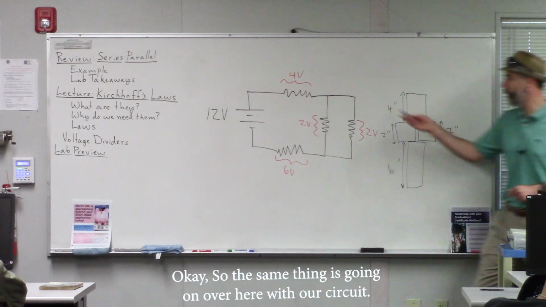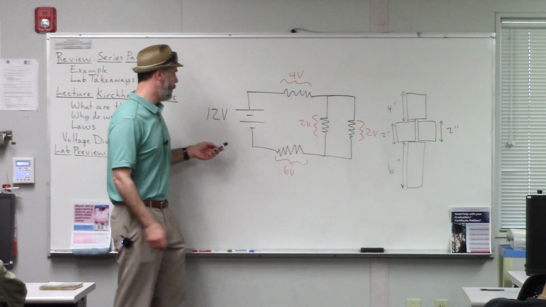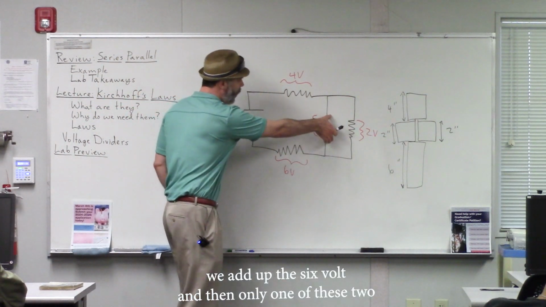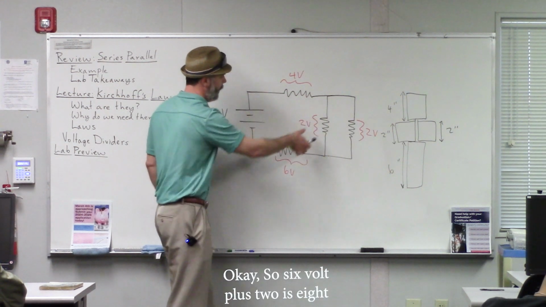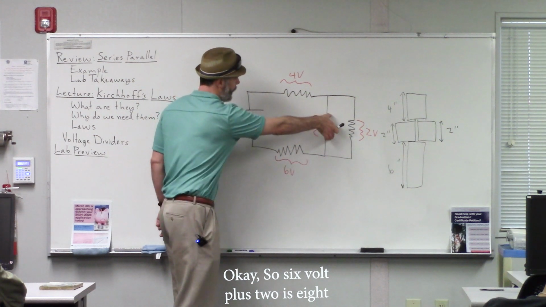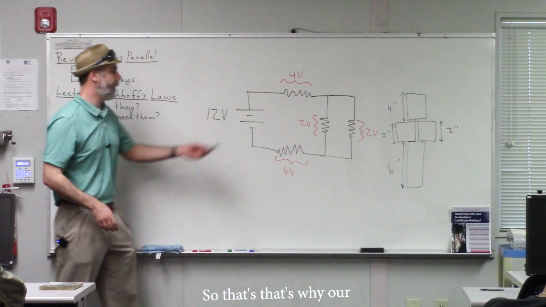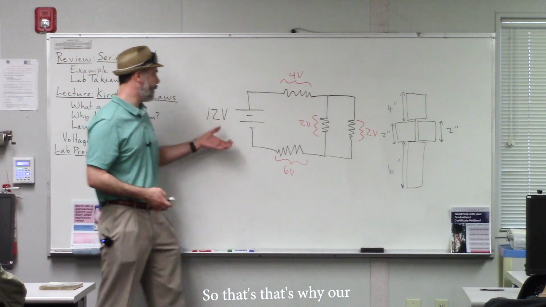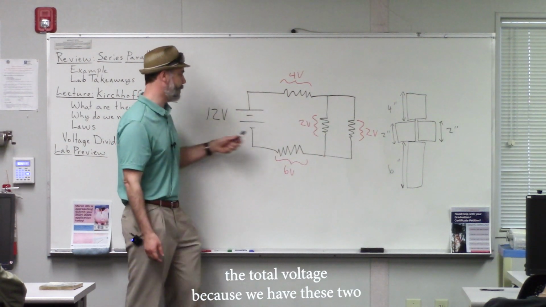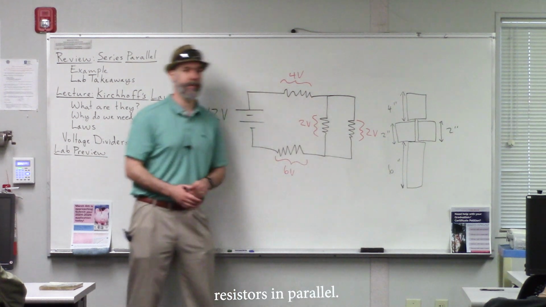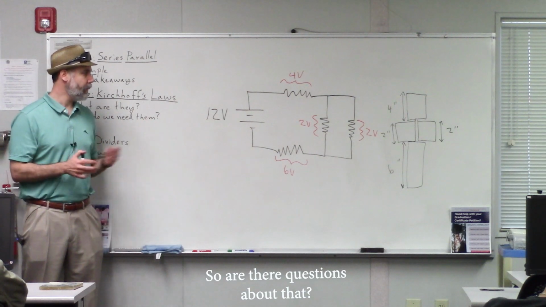So the same thing is going on over here with our circuit. When we're asked to find the total voltage, we add up this 6 volt, and then only one of these 2 voltages here, because they're in parallel, okay? So 6 volts plus 2 is 8, plus 4 gives us the 12 volts, okay? So that's why the sum of our voltages comes out to be greater than the total voltage, because we have these 2 resistors in parallel, okay? So are there questions about that?